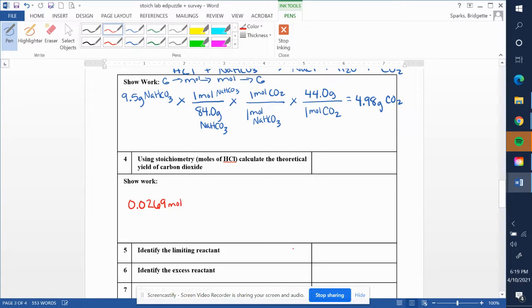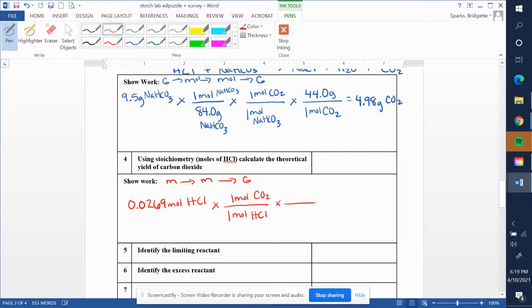and I'm trying to get to grams of carbon dioxide, I am taking moles of HCl. I'm going to convert it into moles of carbon dioxide and then grams of carbon dioxide. So notice we're missing that first step that we had to do with the baking soda because we're already in moles of HCl. So what do we do when we're going from moles of one thing to moles of the other? We use our balanced equation and use the mole ratio. For every 1 mole of HCl, we will make 1 mole of carbon dioxide.